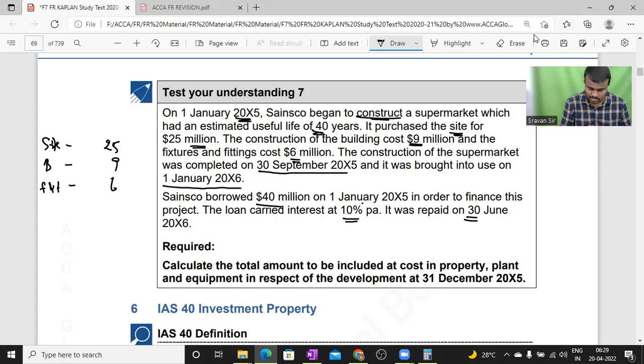So we need to calculate how much amount we borrowed: $40 million. What is the rate of interest? 10%. We took the loan from 1st January 2000, and on the same date the construction was started, so we will calculate the borrowing cost from this day onwards. The construction was completed on 30th September 2000. For how many months do we need to calculate the borrowing cost that is required to be capitalized? January through September, nothing but 9 months. So till 30th September, the incurred borrowing cost is capitalized. After 30th September, whatever amount you incurred will be transferred to the profit and loss statement.